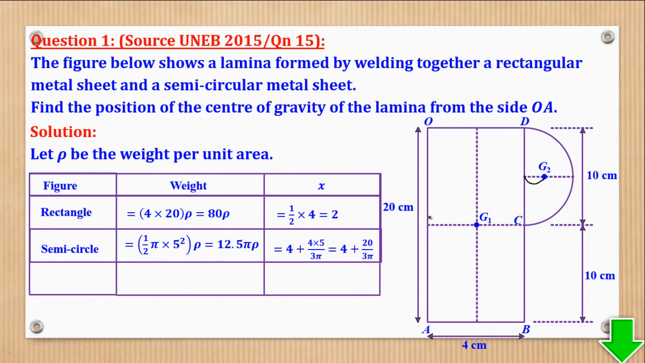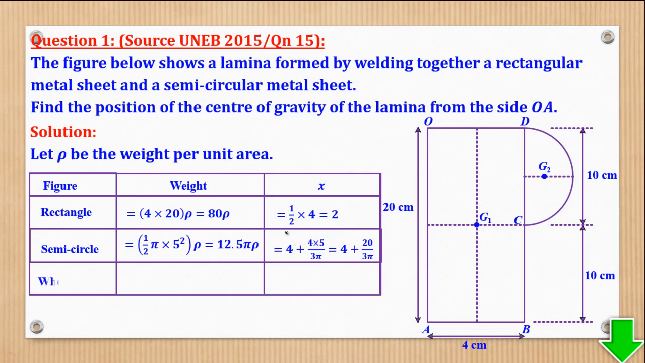Now, remember they want us to measure from here, meaning that to reach here, I'm going to first measure from here to here, which is 4. That is why you see 4 here. Then I add on from here to here, which is 4r over 3 pi. You see this? 4 times r, which is 5, the radius is 5 based on this, over 3 pi. Then I simplify to come up with this. So that will be the value of x.